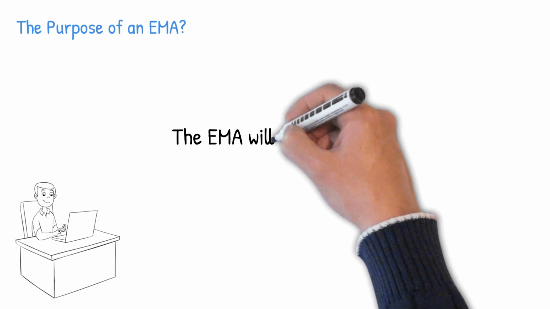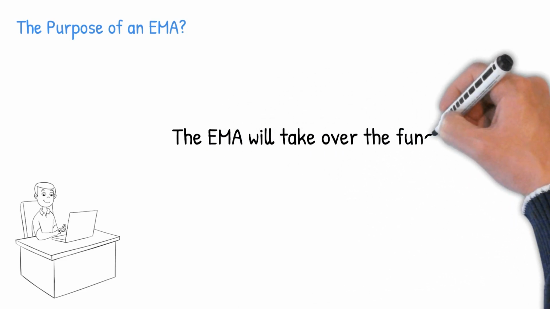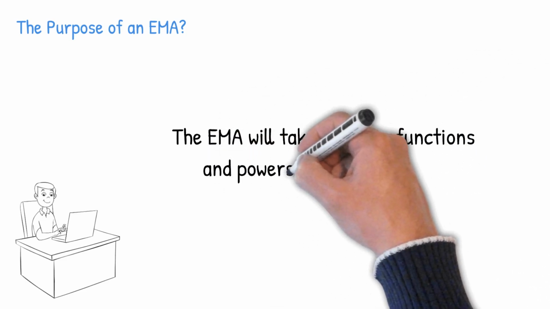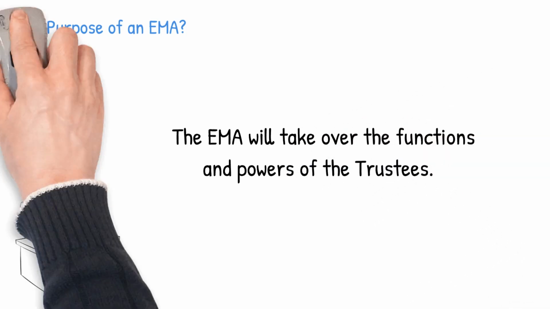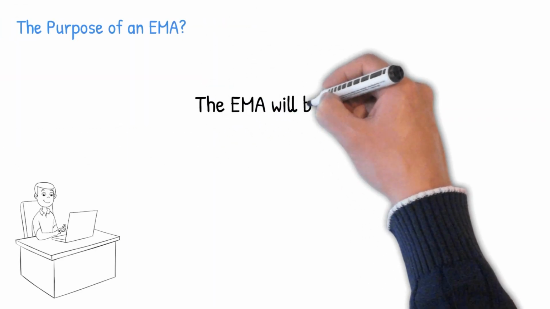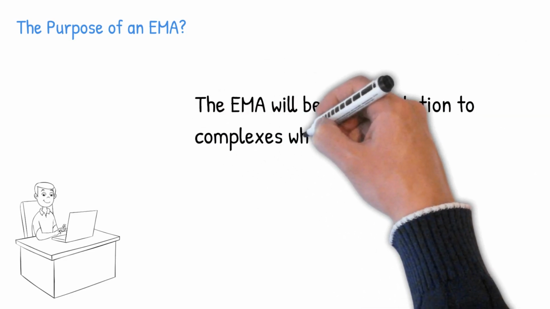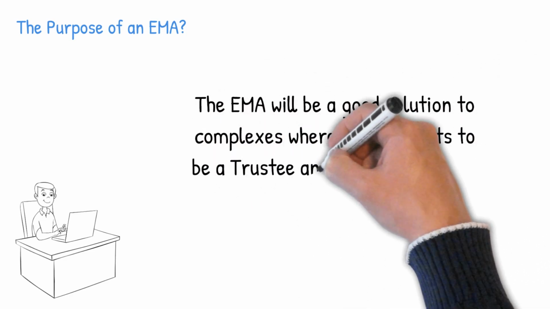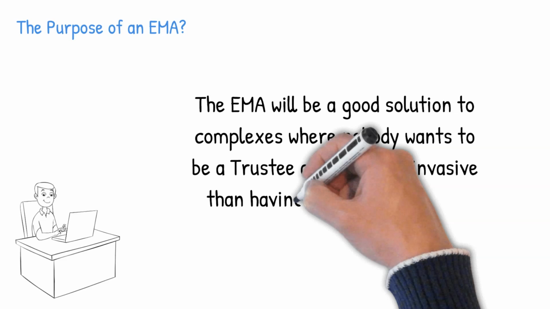The executive managing agent will take over the functions and powers of the trustees. So there will not be any trustees for the body corporate. Appointing an executive managing agent will be a good solution to complexes where nobody wants to be a trustee, and it is less invasive than having an administrator.